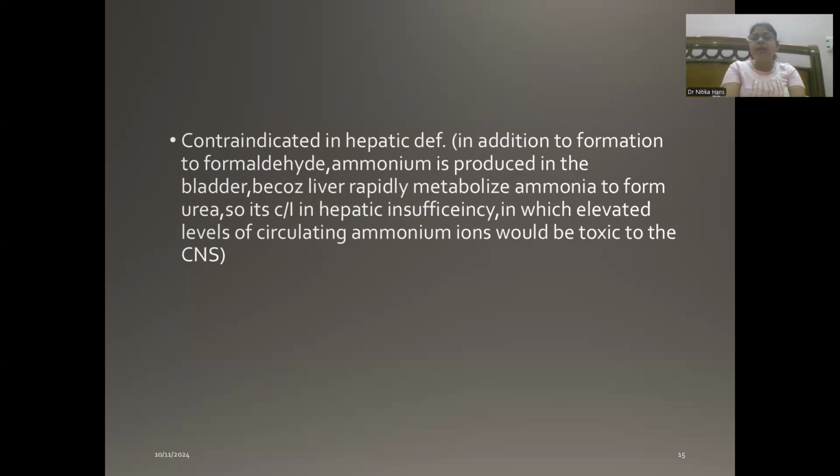So it is contraindicated in hepatic insufficiency, in which elevated levels of circulating ammonium ions would be toxic to the CNS. This can cause hepatic encephalopathy, because when the ammonia is not metabolized to urea, the ammonium ions are toxic to the brain. So they can cause hepatic encephalopathy. So this is contraindicated in hepatic deficient patients.